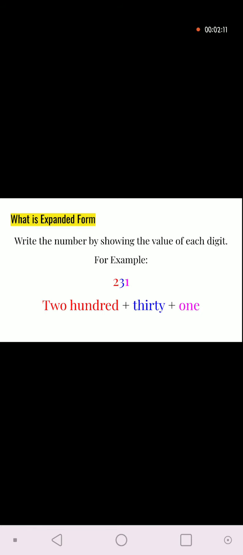What is expanded form? This is where you are showing the value of each digit. For example, the number 231. You need 200 plus 30 plus 1.